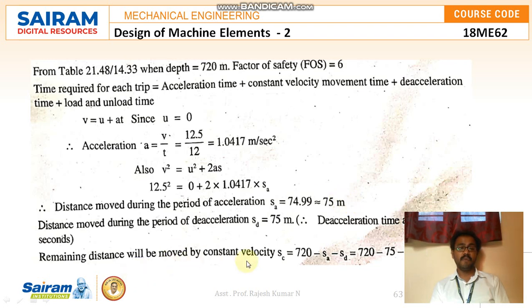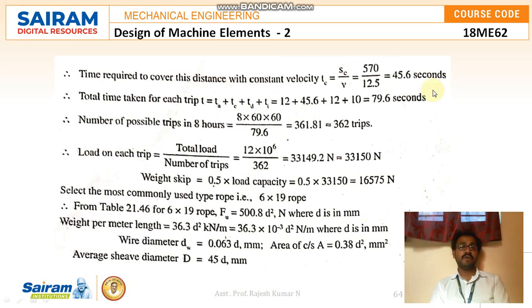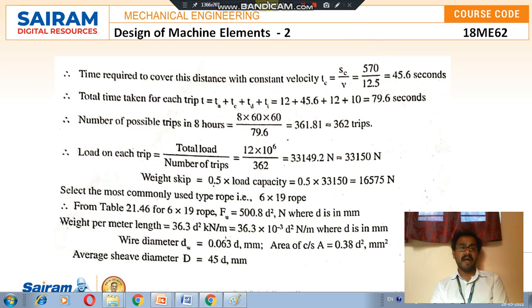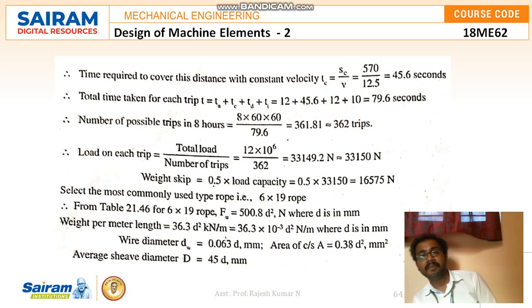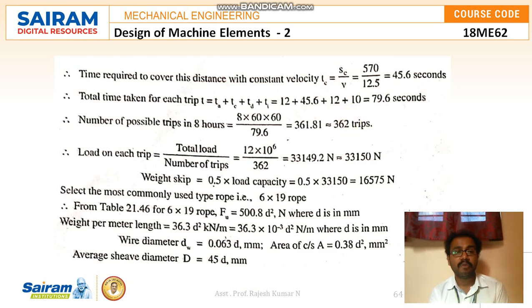So the remaining distance will be moved by the constant velocity, SC, which is nothing but 720 minus SA minus SD. So the value would be 570 meter. So the time required to cover this distance with constant velocity, TC, is nothing but SC by V, which is equal to 570 by 12.5, that is 45.6 seconds. And the total time taken for each trip T equal to TA plus TC plus TD plus TI, which is equal to 79.6 seconds. And the total number of possible trips in 8 hours is 8 into 60 into 60 divided by 79.6. So it is totally 362 trips.